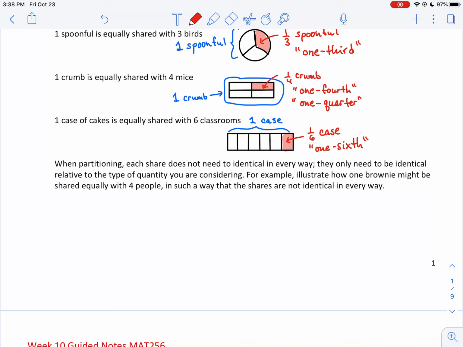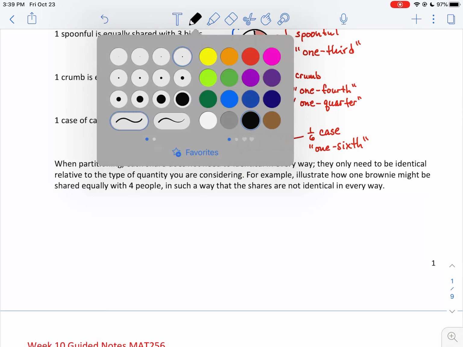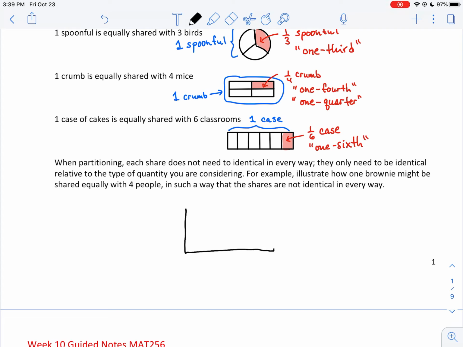For example, we're going to illustrate how one brownie might be shared equally with 4 people in such a way that the shares are not identical in every way. So I'm going to do this by drawing a brownie as a rectangle again. And I'm going to cut it in 4 pieces by first cutting it into 2 pieces that are equal. And then one side of this I'm going to cut into 2 pieces this way, and the other side I'm going to cut into 2 pieces this way.